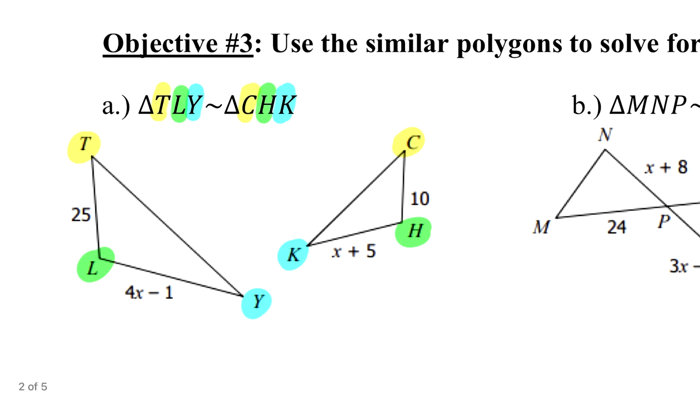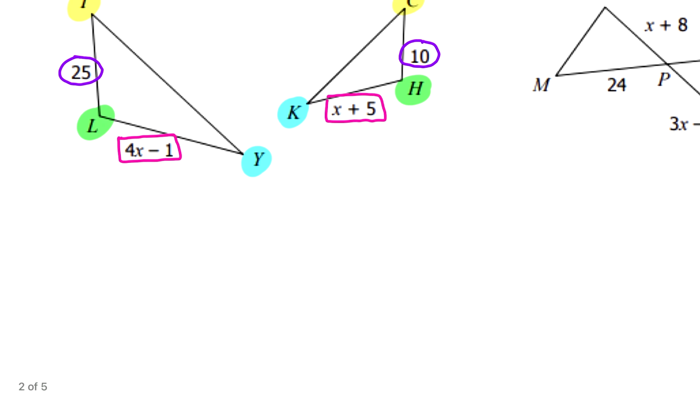So what that tells us then is if we look at this 25 is between T and L, which means it needs to go with C and H on the other side. So it links up with the 10. I'm going to change the color as well. But we know that L to Y, this 4x minus 1, I'm going to put a box around it. Well, L to Y has to go with H to K. So it's matched up with this. So all I did is I matched them together.